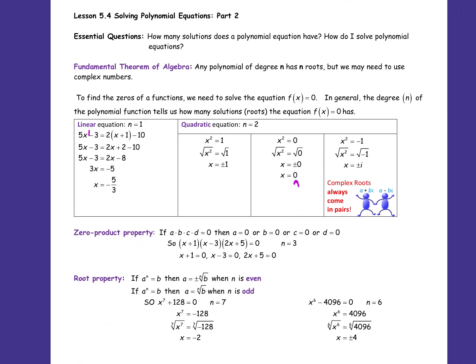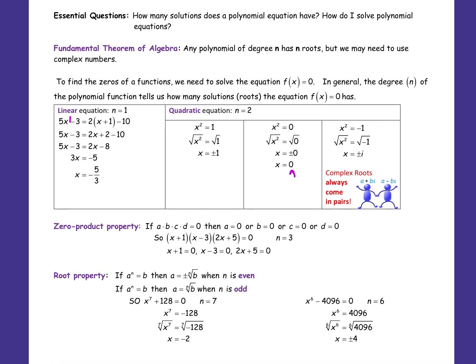The zero product property still works. If I have A times B times C times D equals 0, one of those things still has to equal 0. So no matter how many things I have multiplied together, if it equals 0, one of those things has to equal 0. So this says if I have x plus 1 times x minus 3 times 2x plus 5 equals 0, one of those has to equal 0, and I solve for x, just like I would do if it was a quadratic.